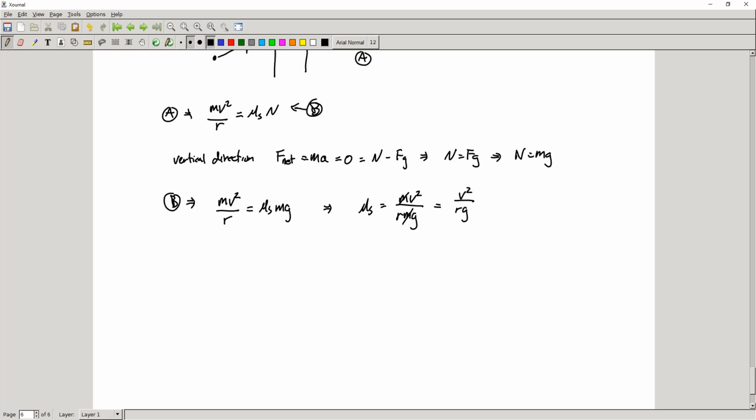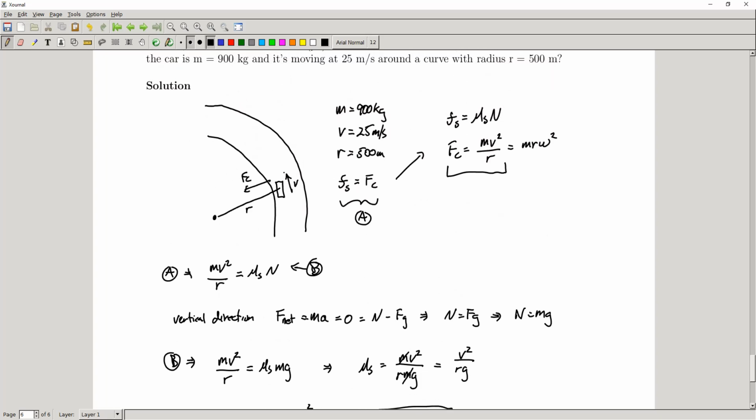And we can put numbers to it now, right? We know what the tangential velocity is, we know what the radius is, we know what the gravitational acceleration is, and so mu s is equal to 25 squared over 500 times 9.8. And I have that calculated over here. If we do that calculation, we find that mu sub s is equal to 0.13. And so this is the coefficient of static friction that we need for the tires and the road to have, so that this car remains on this curved path, right?